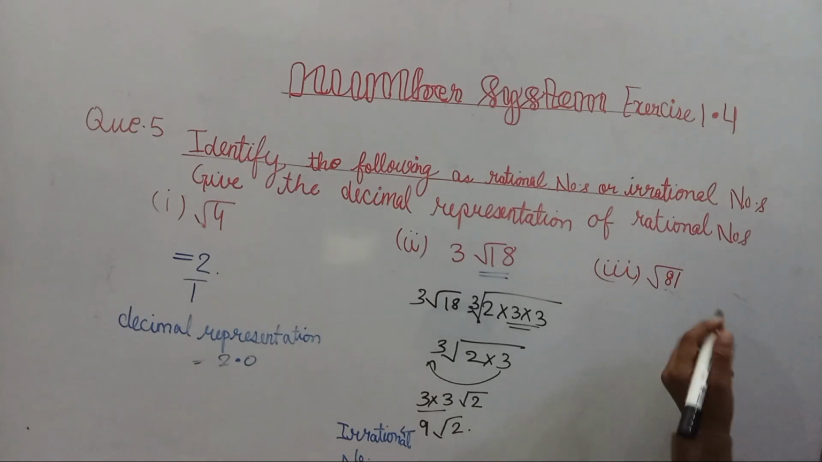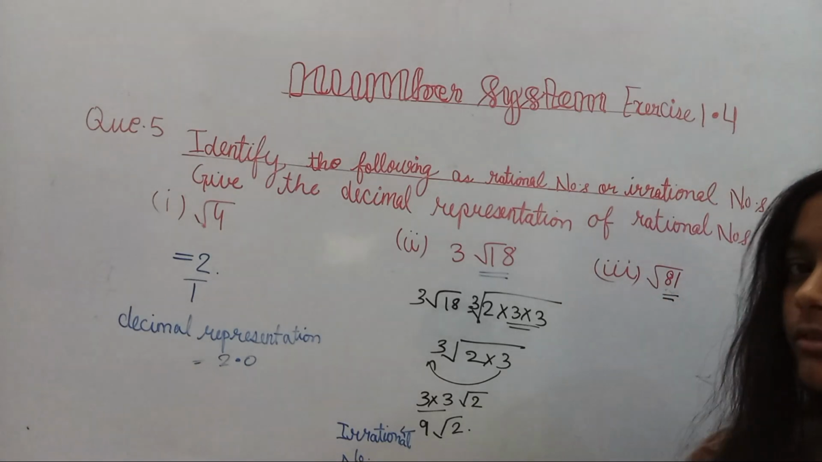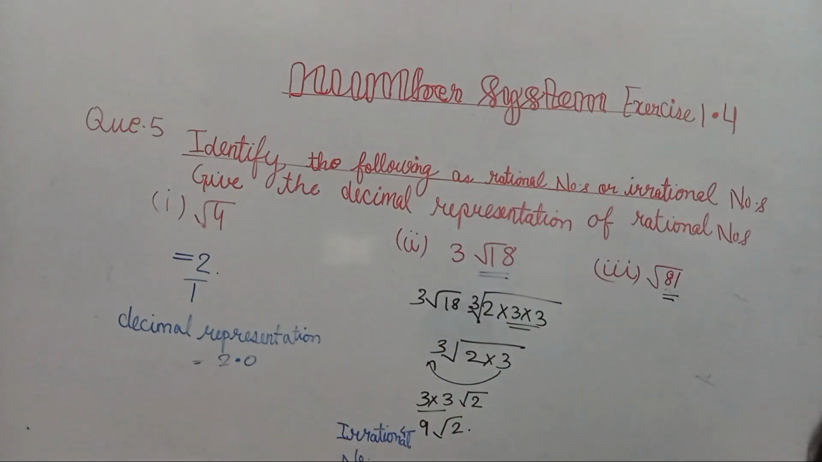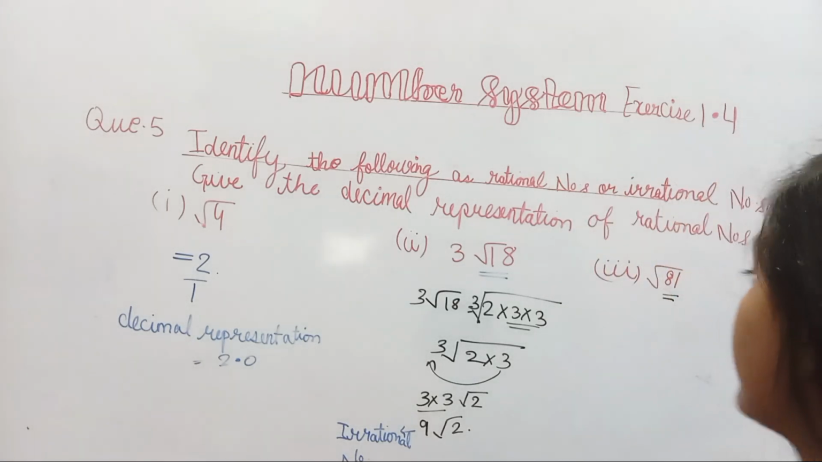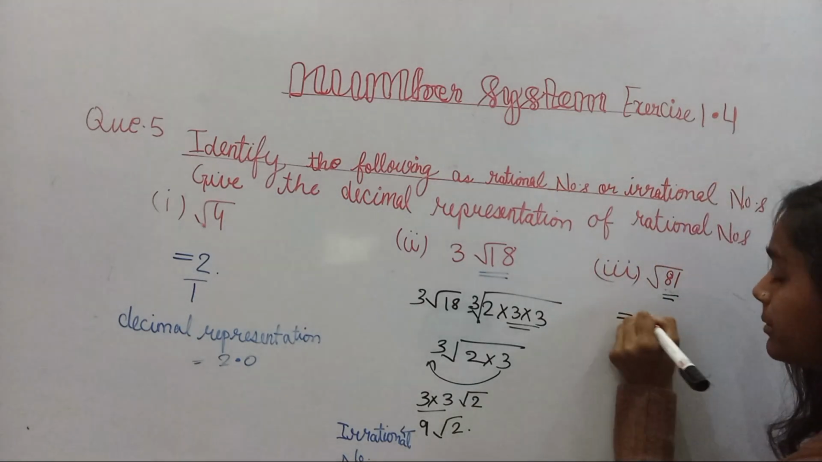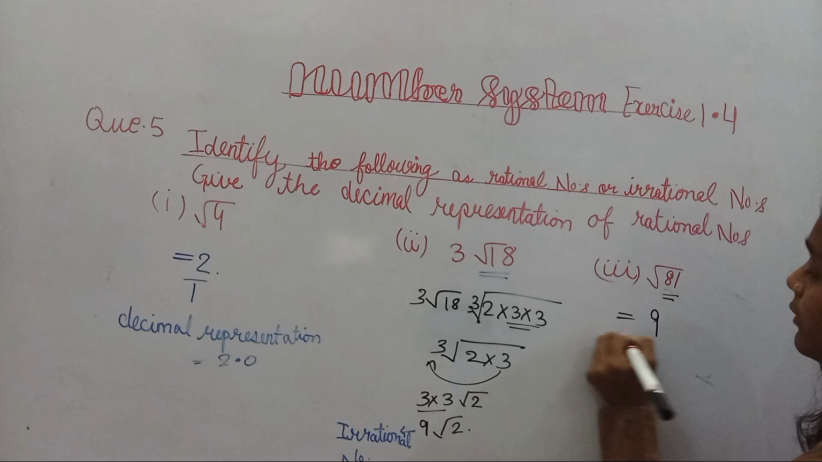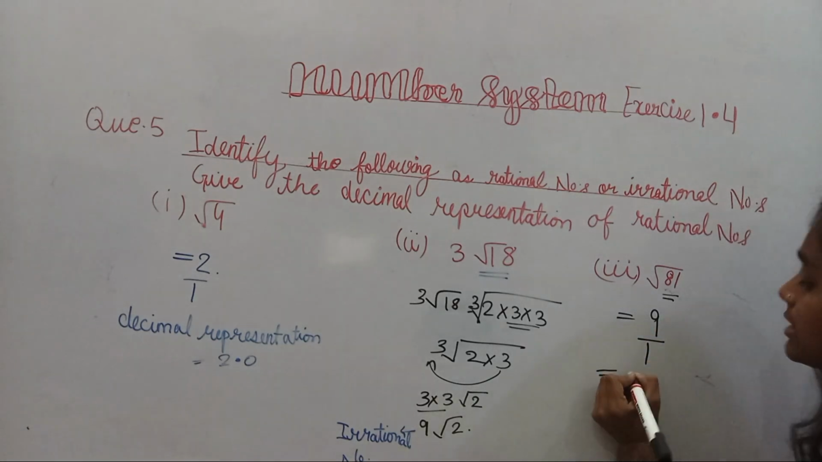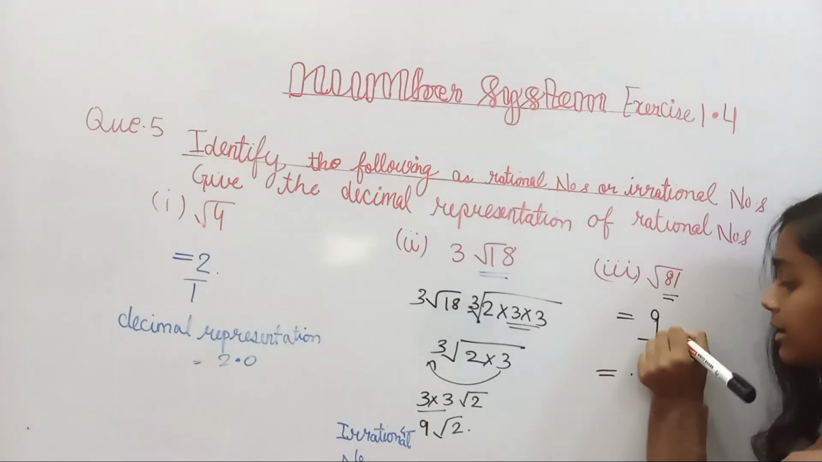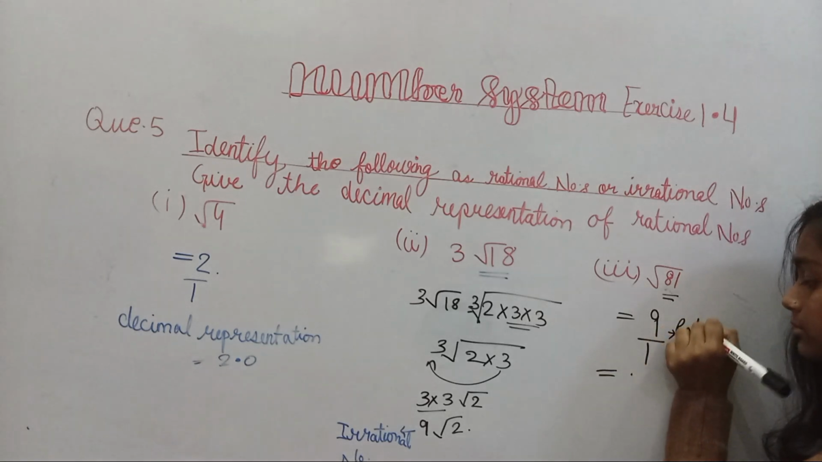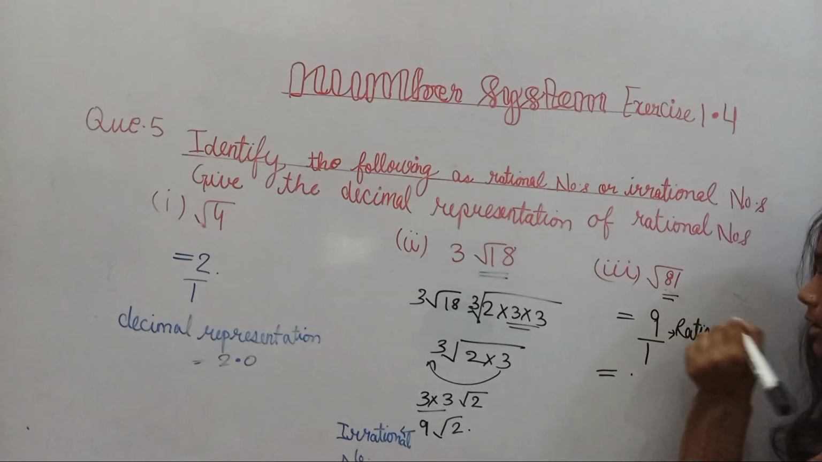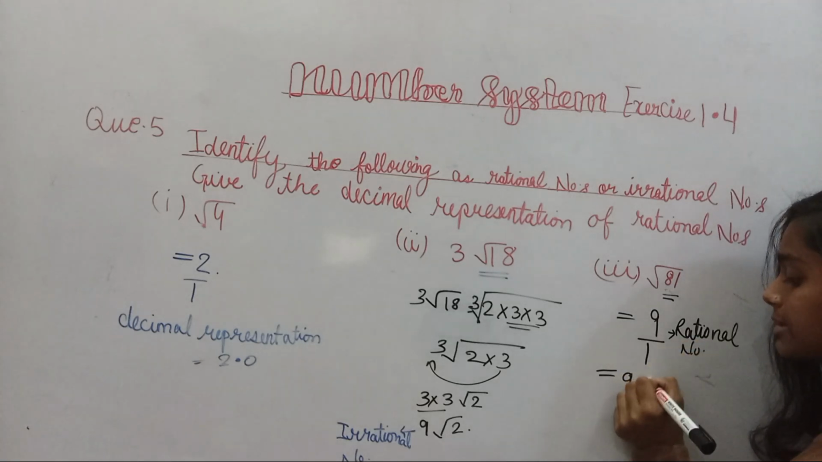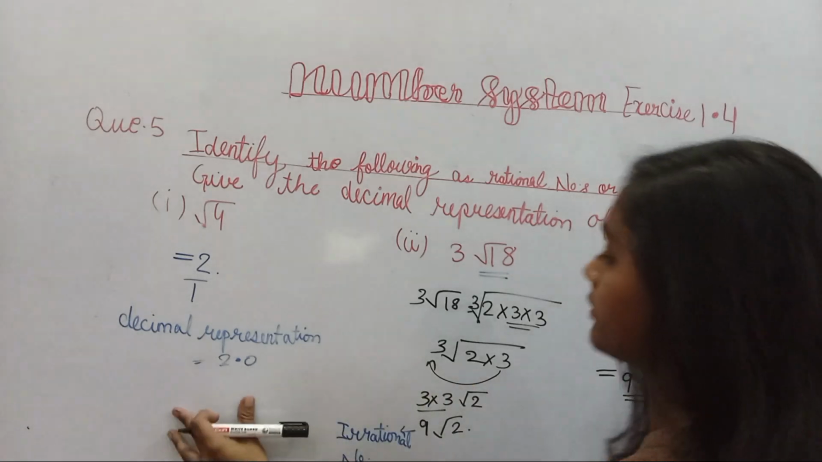Alright. Now moving on to the third part, it's root 81. Now what is root 81? Revise the squares: what is the square of 9? The square of 9 is 81. So root 81 would be 9. Now 9 is a rational number because it can be written in the form of p by q. So we can say that 9 is a rational number, and we can write it as 9.0 as we have done with this.